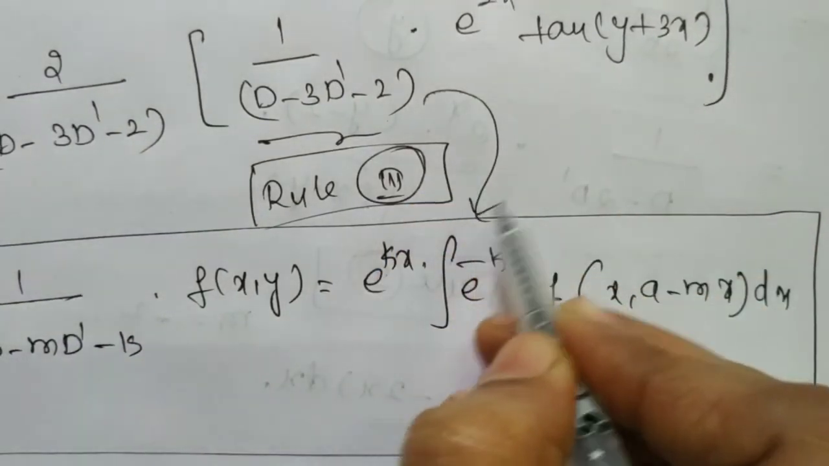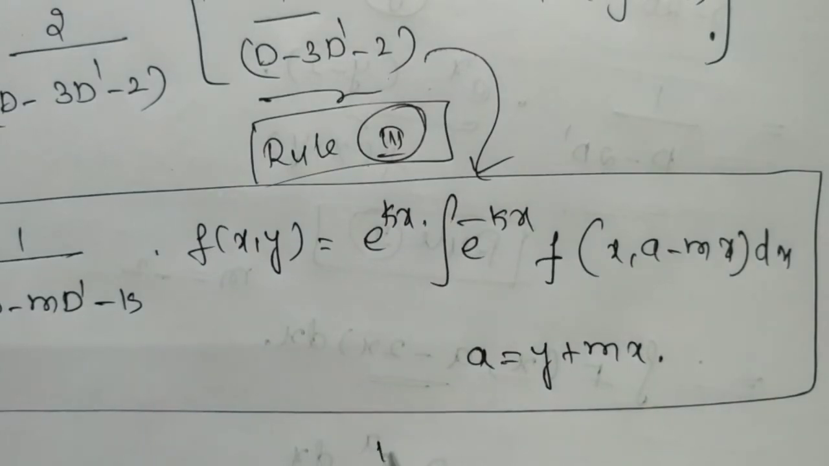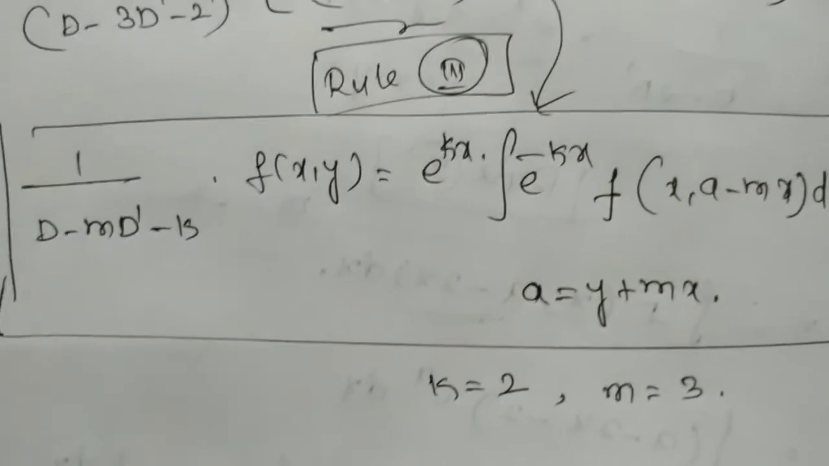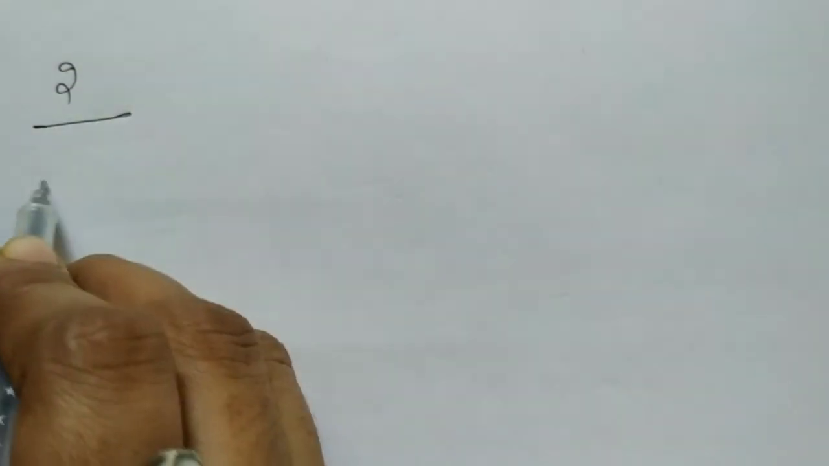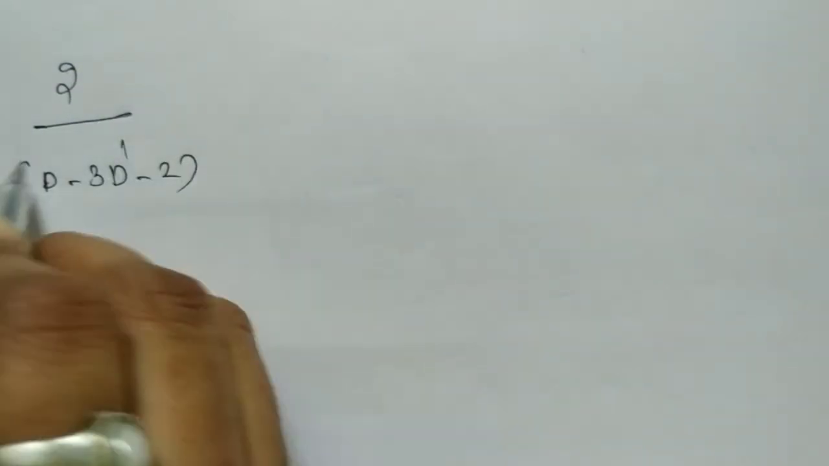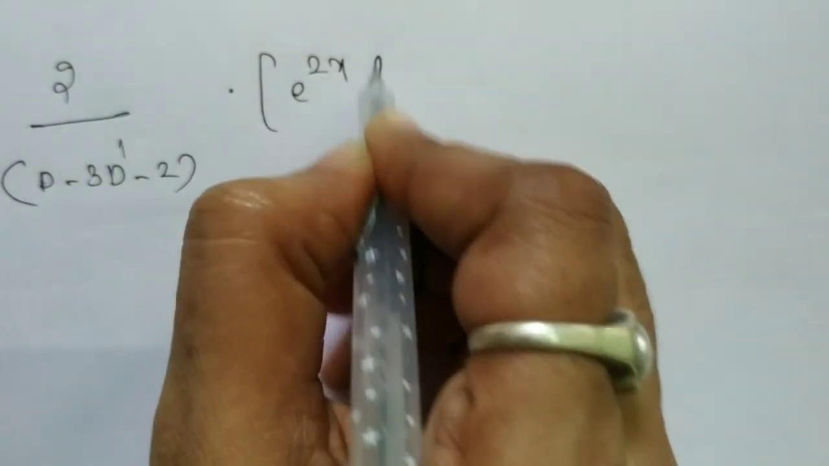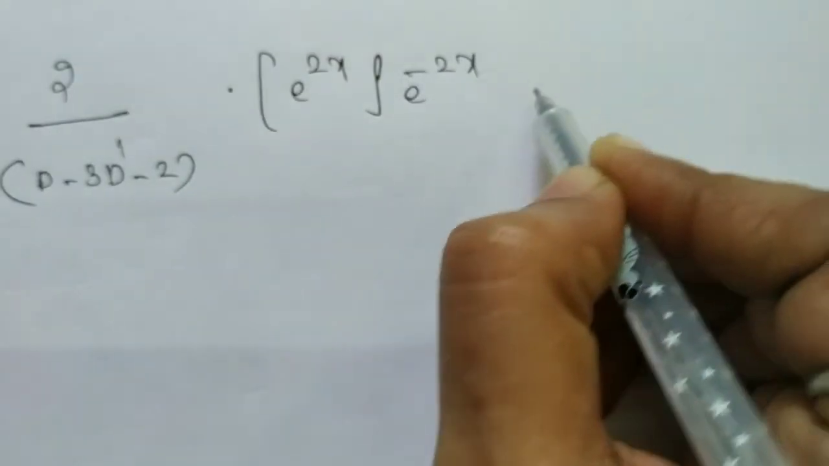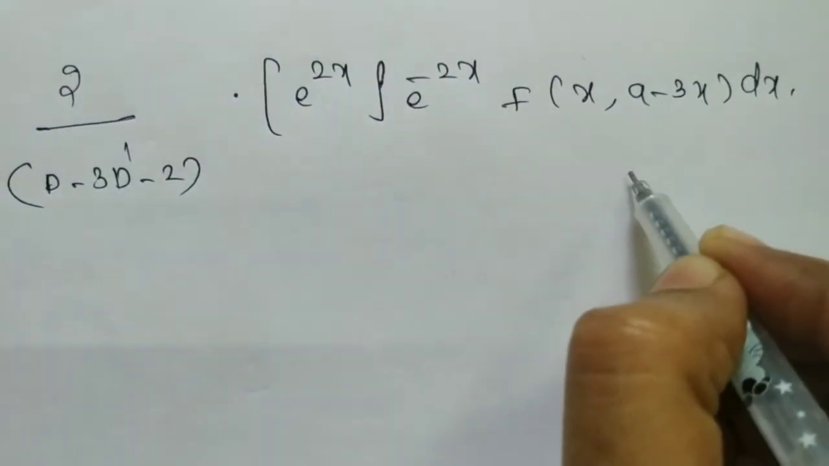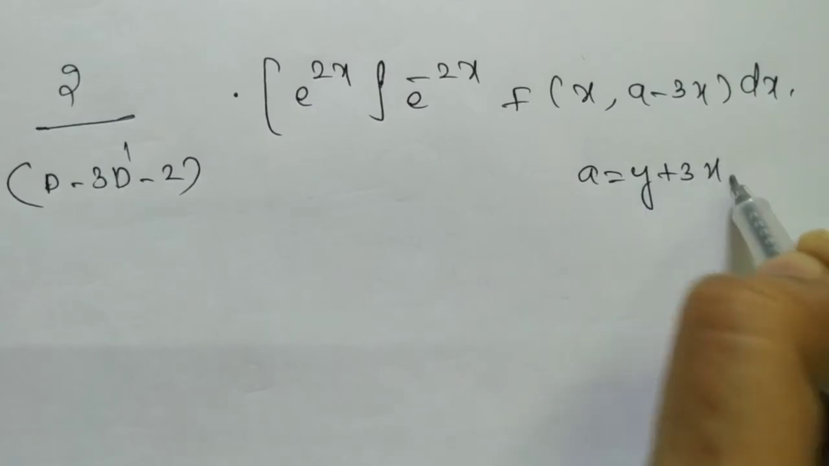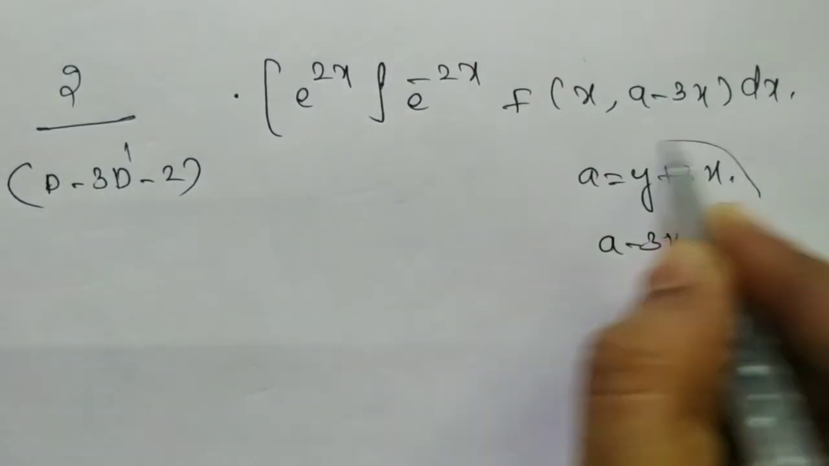So in this what is the k value? K equal to 2, and what is the m value? M equal to 3. So by substituting the values, 2 by D minus 3D dash minus 2 into e power 2x into integration of e power minus 2x f of x comma a minus 3x into dx. So here a equal to y plus 3x and a minus 3x equal to y.